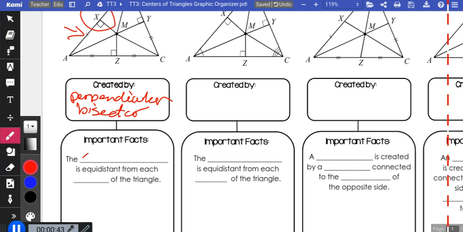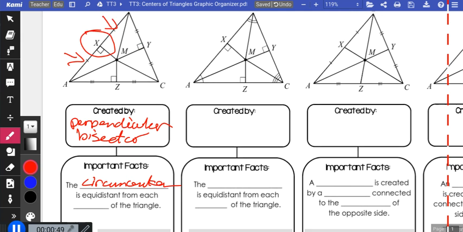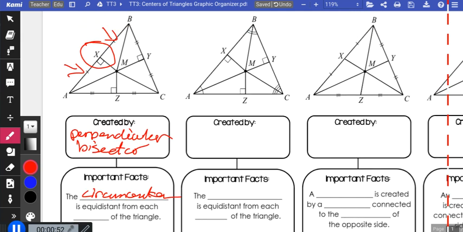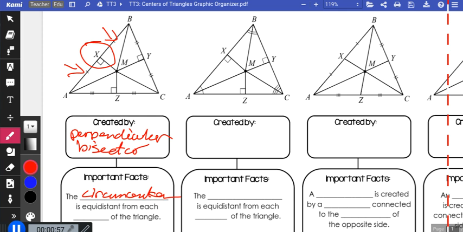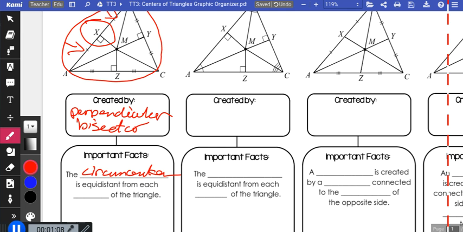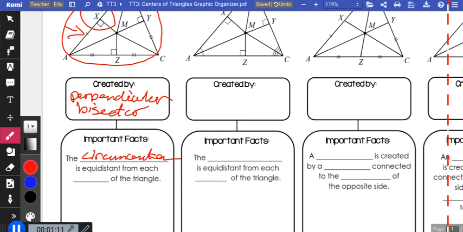Alright, the circumcenter is equidistant from each of the vertices of the triangle. Now, circumcenter means the circle goes around the outside. It is circumscribed. So circumcenter produces a circle that hits all of the vertices of the triangle. So I know that it's equidistant from each of the vertices of the triangle.